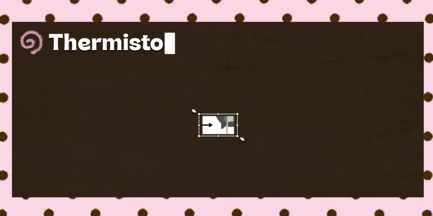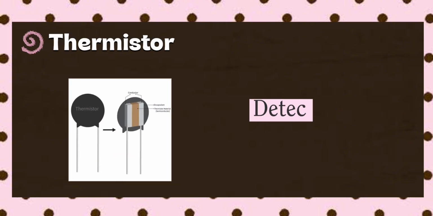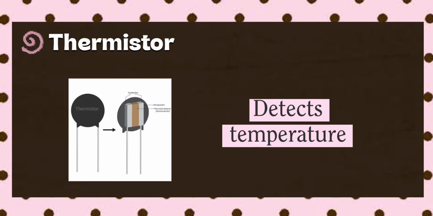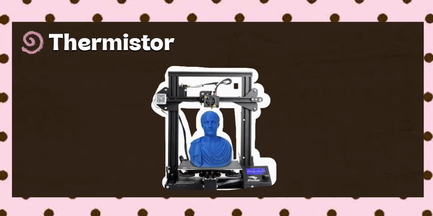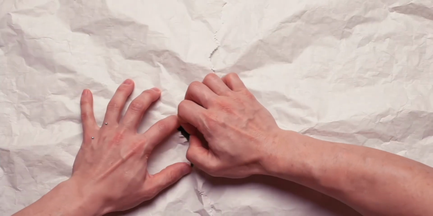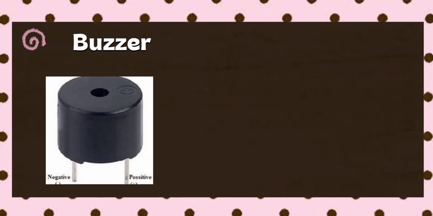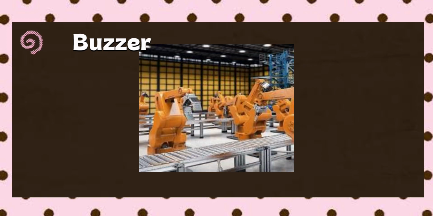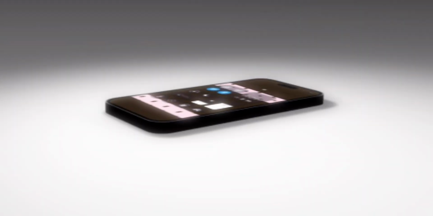Next, the thermistor. A thermistor detects temperature changes and sends information to the controller. In 3D printers, it monitors the nozzle temperature to keep it accurate. Buzzer. A buzzer converts electrical signals into sound. In factories, it warns operators about machine errors or safety concerns.